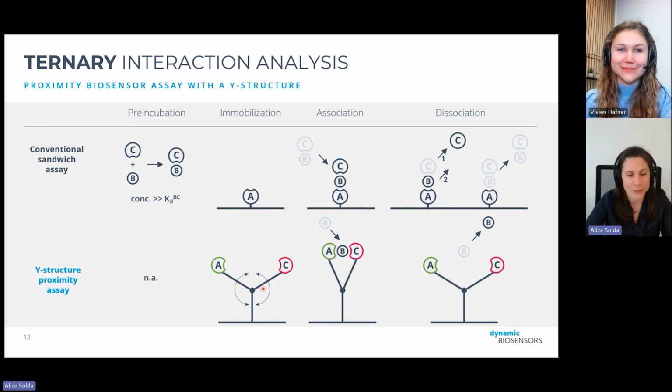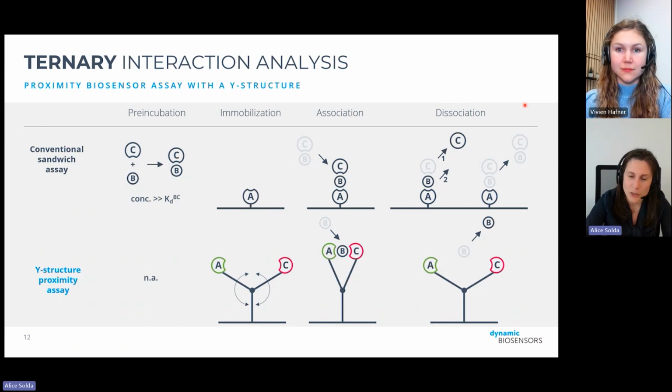And how it looks is the following. Probably you are again familiar with what has been done in the field. You have a sandwich assay, so you pre-incubate your PROTAC or a small molecule with normally the protein of interest. Then you compare the binding of the PROTAC to the ligase with and without the protein of interest, and from this you can gain information about the cooperativity.